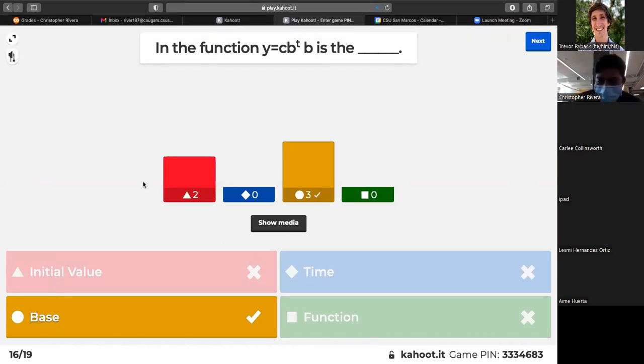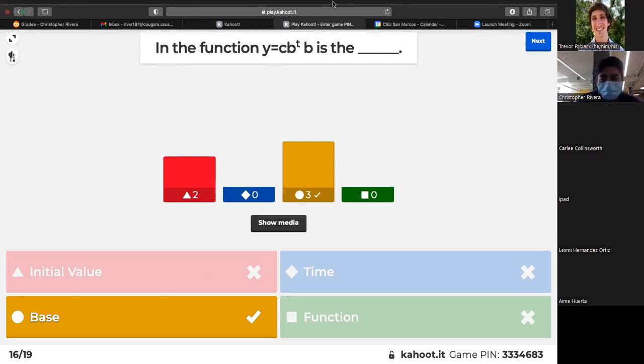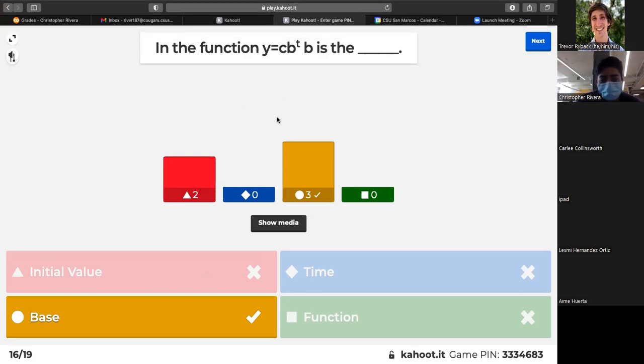Perfect. Okay, yeah. So some people said that B is the initial value. I understand your confusion. B is only the initial value if it's a linear function. So linear functions look like y equals mx plus b. And this is a linear function, so your graph would look something like this.